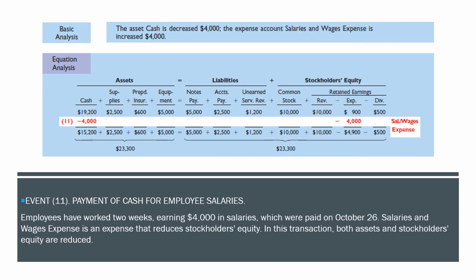Okay, so event 11, payment of cash for employee salary. Now we do something about that hiring. The employees work two weeks and earn $4,000 in salary, which is paid on the 26th. Salaries are wages expenses, and expenses reduce stockholders' equity. In this transaction, both assets and stockholders' equity are reduced.